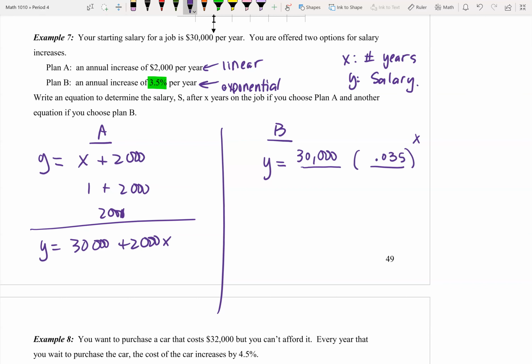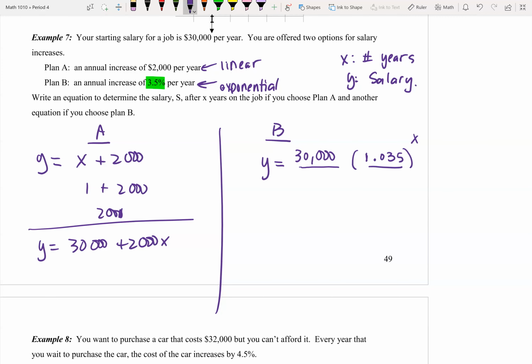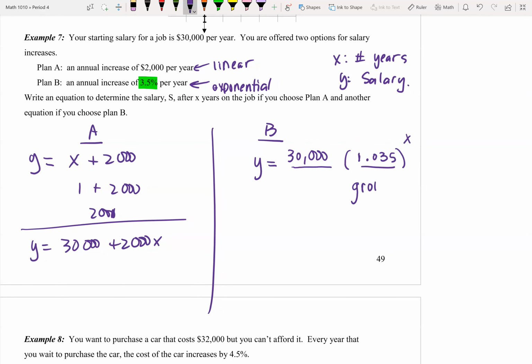You have the 1 because then that'll be the 3,000. Look, you have to have the 1 because the 0.035 is the raise part, but the 1 pulls the 3,000 back into the picture. Okay, so I want you to put right here that if it's a growth, if it's increasing, you have to go 1 plus and then put the rate. So 1 plus 0.035. Okay?